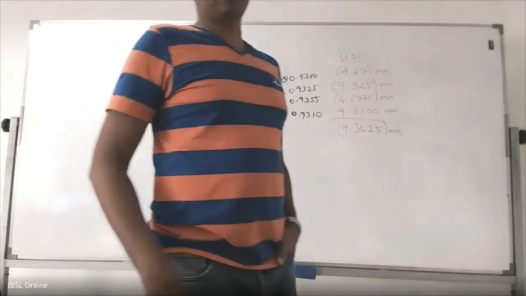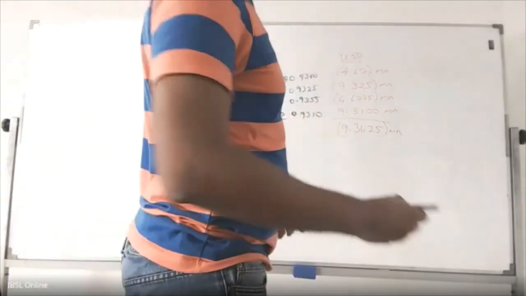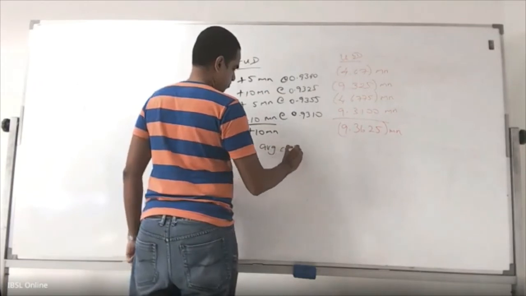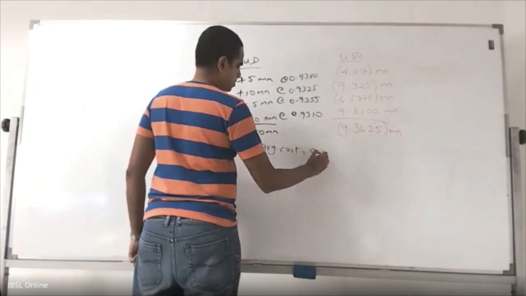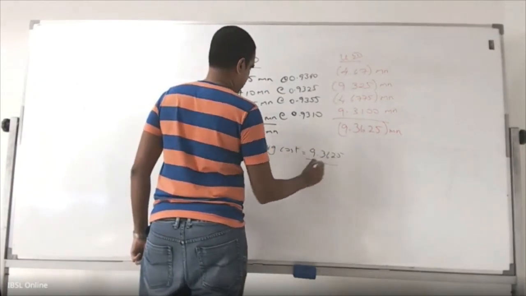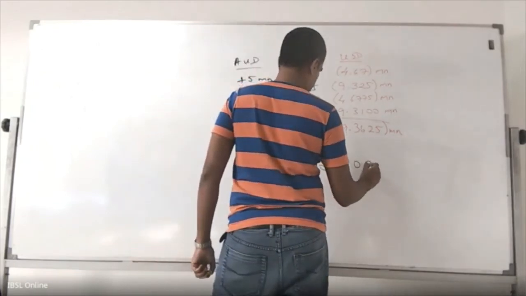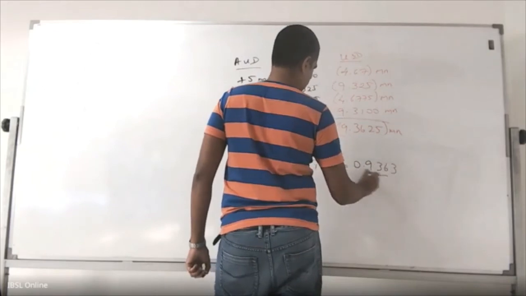So your average cost: 9.3625 divided by 10 million comes to 0.963.